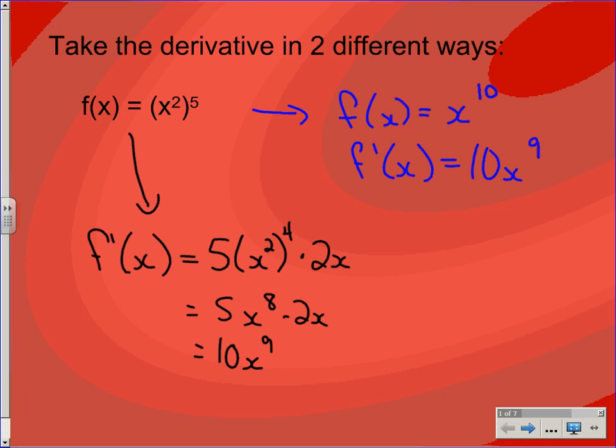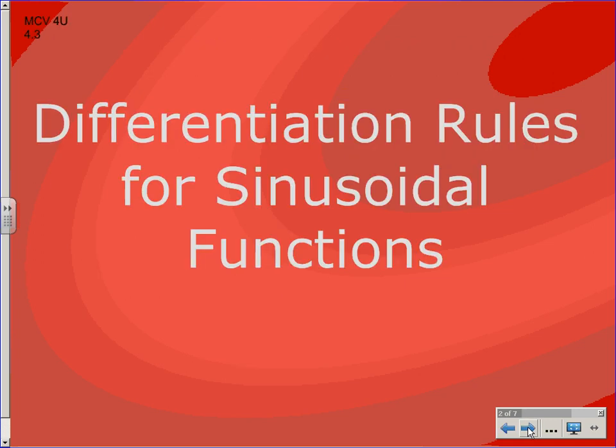I'm not interested in the simplifying part. I'm interested in the fact that we can use the chain rule on a question that looks like that to get the derivative. And that's what we're going to need as we try and use more difficult sinusoidal functions.